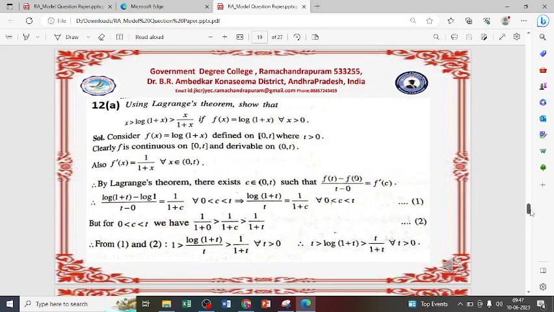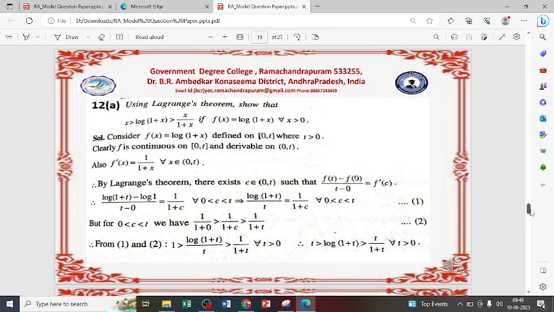Now for this, first of all, consider the function. What is the given function? You consider that as log(1 + x). Because x is a positive number, I am going to take a small interval, that is the closed interval [0, t], where t is greater than 0. Now f is continuous on the closed interval [0, t], because the log function we know is continuous, and it is also derivable on the open interval (0, t). And everybody knows the derivative of the function: f'(x) = 1/(1 + x) for all x belonging to the open interval (0, t).